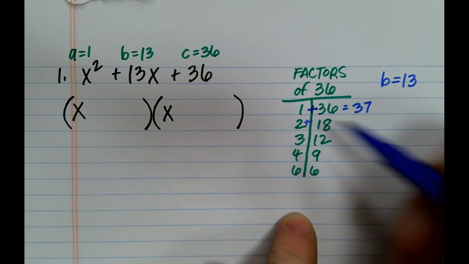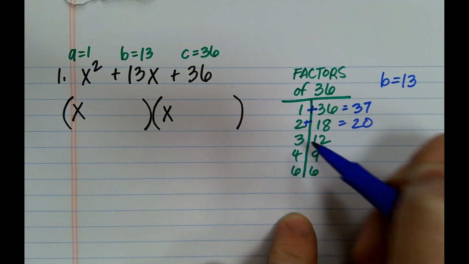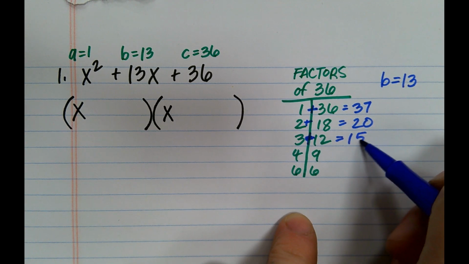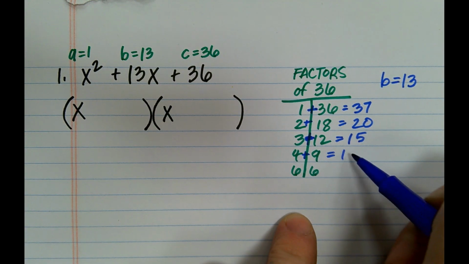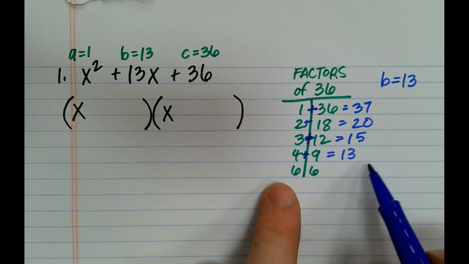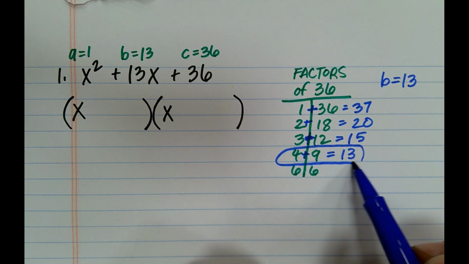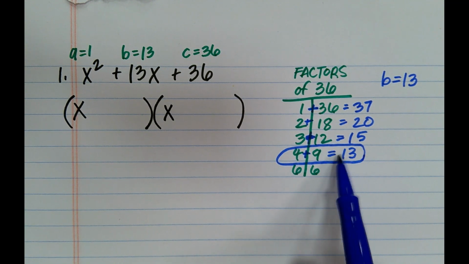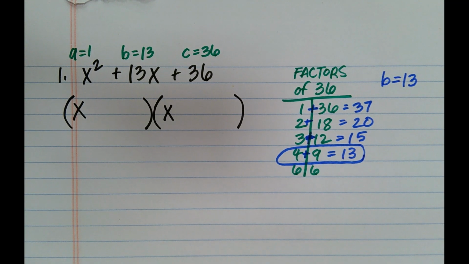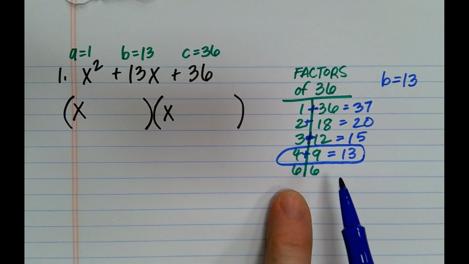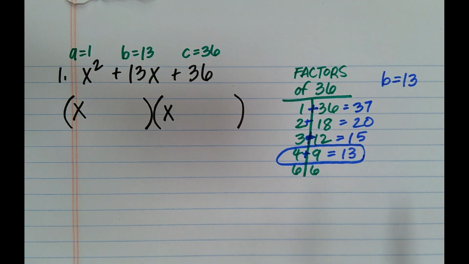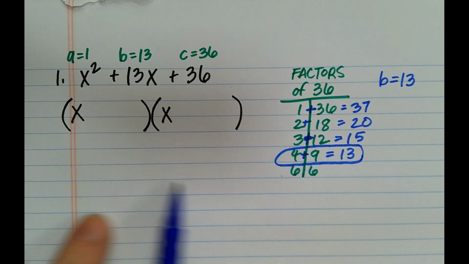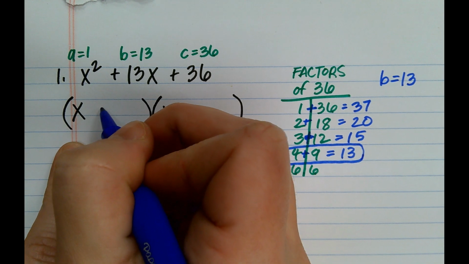What's 2 plus 18? 20. 3 plus 12 is 15. 4 plus 9 is 13. Ah, guys, that's it. 4 and 9. 13. So now that I found the numbers that add up to my b, or 13, what am I going to do with these numbers? They're both positive numbers, so it'll be a plus sign in front of both. Yes, these are both positive numbers, positive 4, positive 9. So I'm going to move them over to my parentheses with a plus sign.